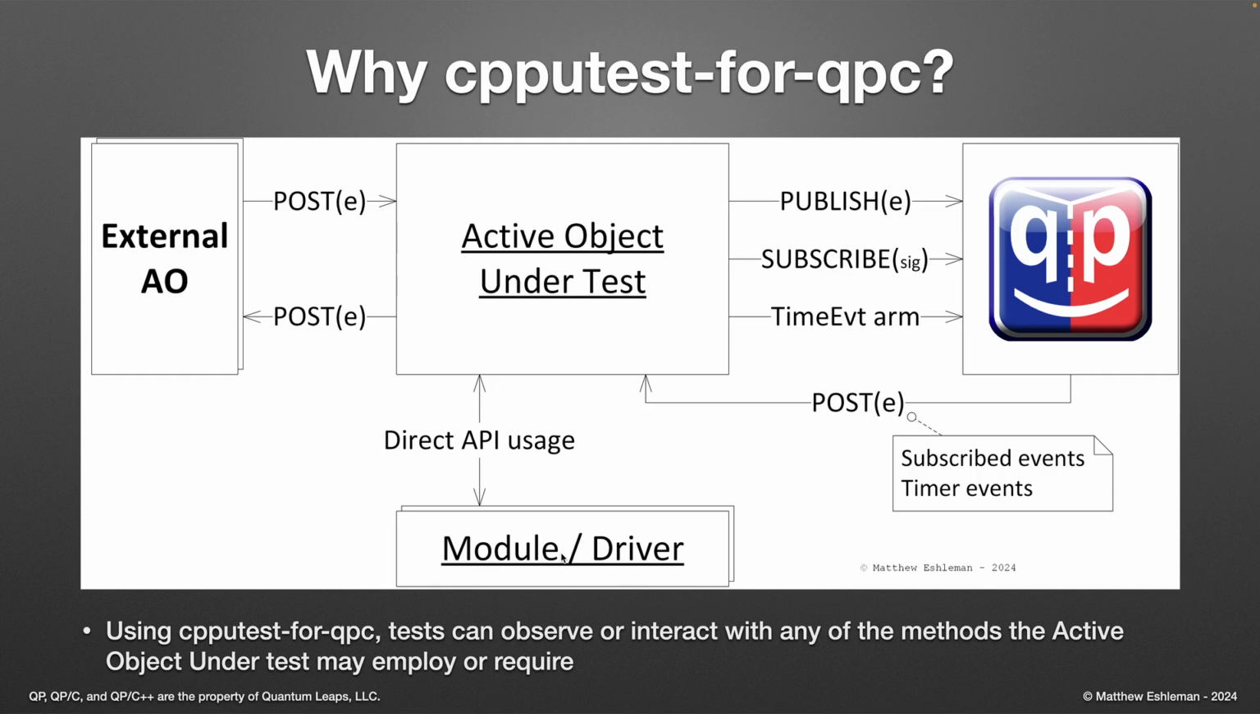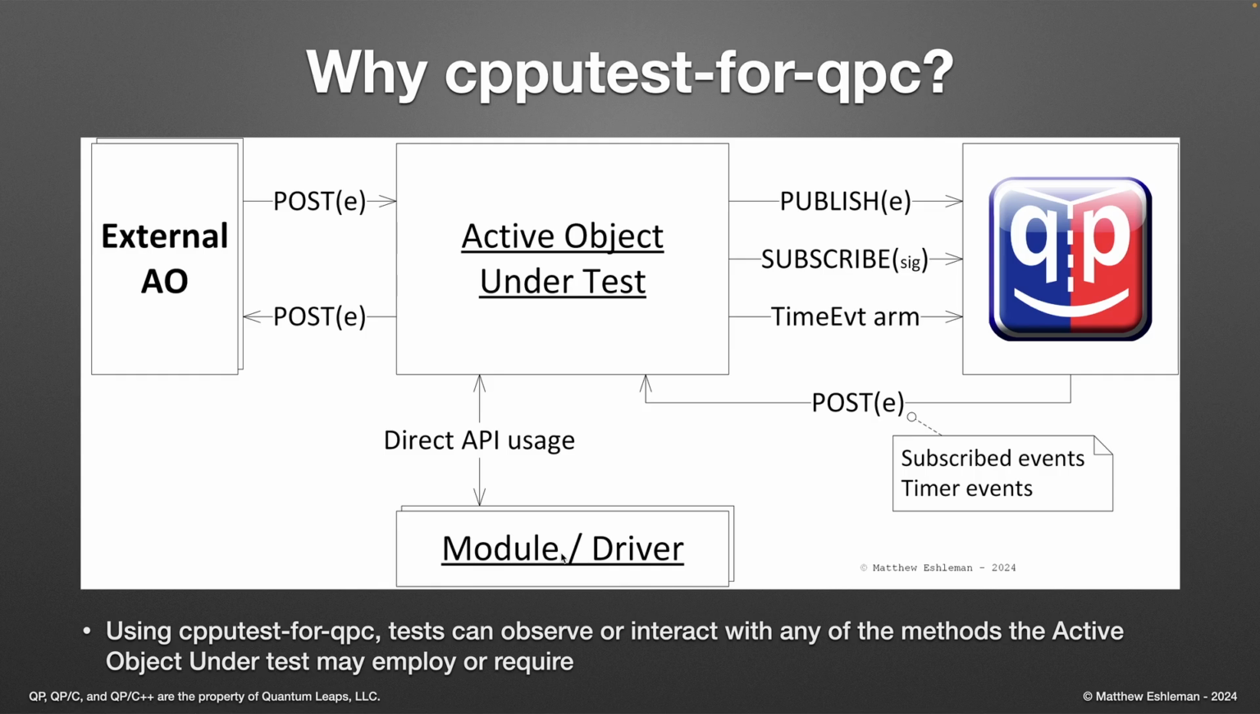The active object under test could also post an event external to some other active object directly. So we need a way to intercept that or to allow that to happen while unit testing as well. The AO under test can also publish events, so it can talk to the QP framework and publish an event and not care who's receiving that.